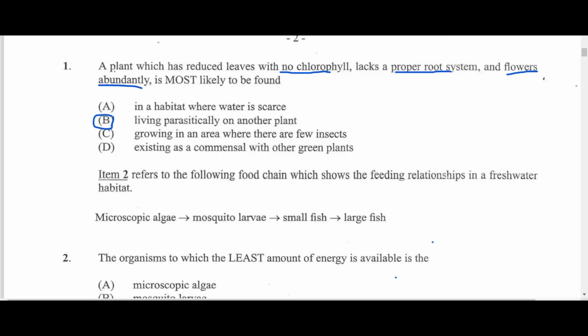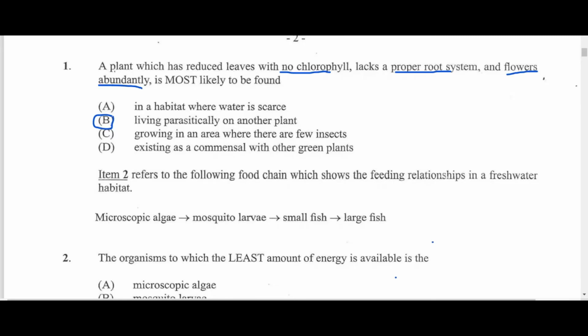Today I'm looking at the 2014 CXC CSEC Biology Past Paper, multiple choice, of course, that is Paper 1. Question 1. A plant which has reduced leaves with no chlorophyll, lacks a proper rooting system, and flowers abundantly is most likely to be found... And my answer is going to be B, living parasitically on another plant.